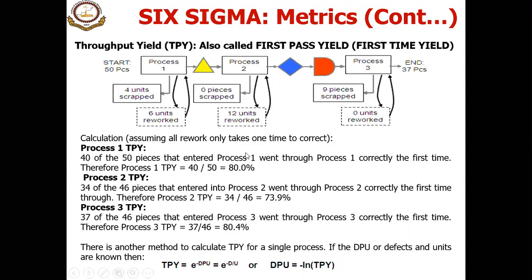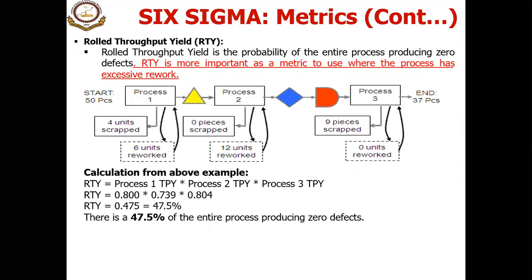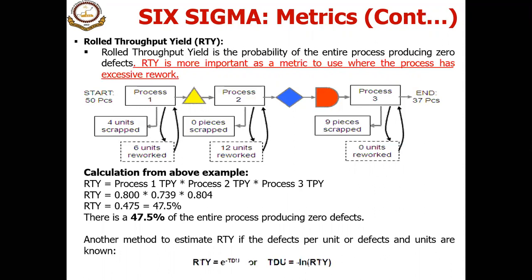So 80% is the first pass yield of process 1, without incorporating scrap and rework. Similarly for process 2, without incorporating scrap and rework, 73.9% is how many units they produced first time as per the standard. Similarly for the third process. Using the first pass yield results, we calculate the rolled throughput yield. You should always report the rolled throughput yield when reporting the yield of the process. That means first time, how many products your process is able to produce according to the standard. We take the first pass yield of the first process, the second process, and the third process, which we calculated in the previous slide, and simply multiply them.